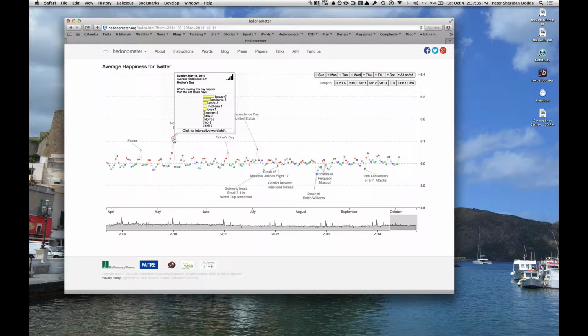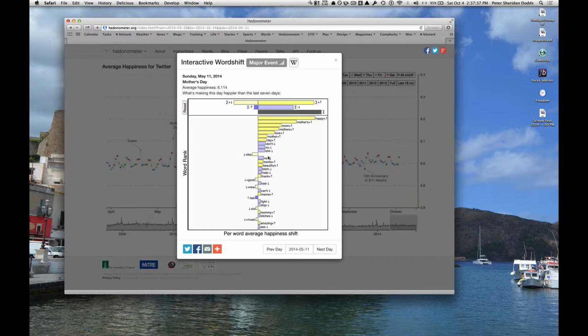Why is Mother's Day a happier day according to our measure? Well, we go to the point we're interested in, click on it. Again, in general, for the time series, we'll have these links to major events. Mother's Day, of course, being an annual one, varies as to where it is in the world, but in the US, here we have Sunday, May 11, 2014.